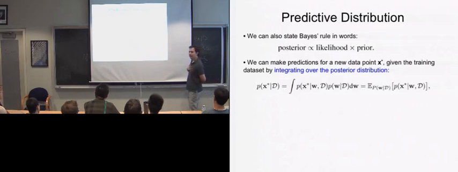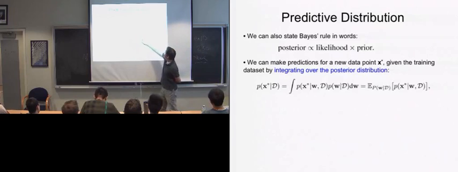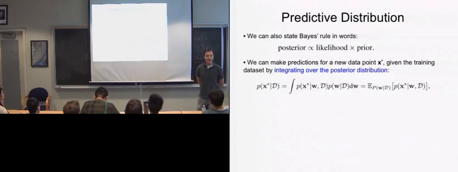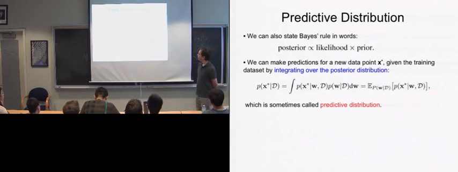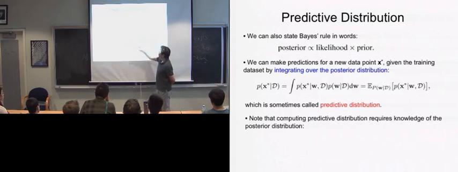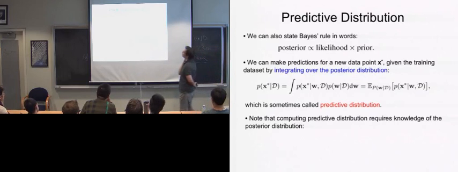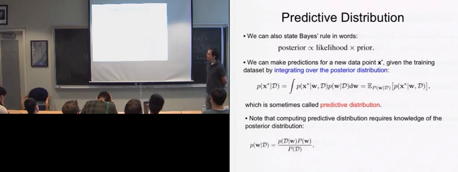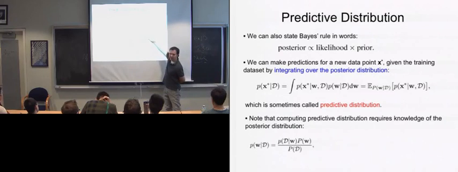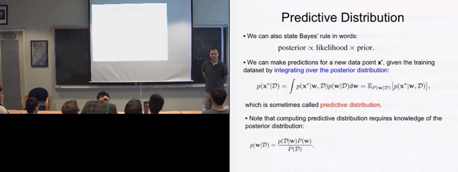The other way of looking at the predictive distribution is as the expected value of the probability of observing the data given the parameters, where the expectation is taken with respect to the posterior distribution. It's the same thing. This is sometimes also called the predictive distribution. That's what you actually need to do to make predictions within the Bayesian framework. Essentially, you have to compute these expectations. One of the challenges here is that if you want to compute the predictive distribution, you have to know the posterior distribution. It requires knowledge of the posterior distribution.